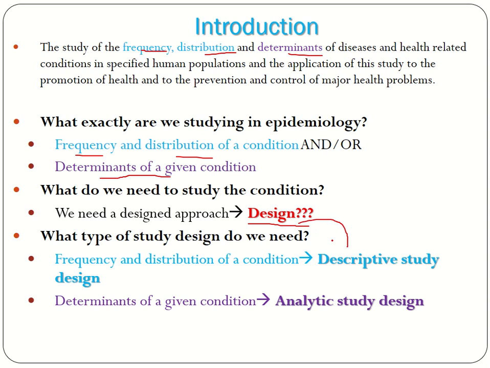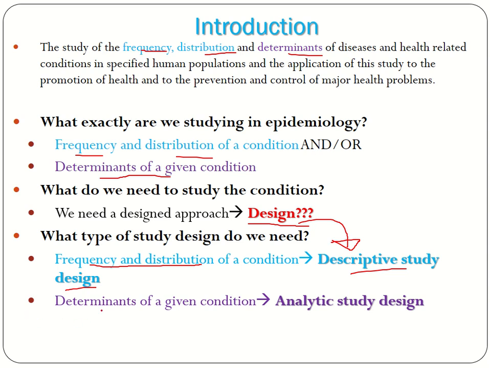What kind of study designs do we really need to address the goals of epidemiology? When we study frequency and distribution, we need descriptive types of study designs like case reports, case series, ecological or cross-sectional study designs, and we can also use the survey, the descriptive type of cross-sectional study design.